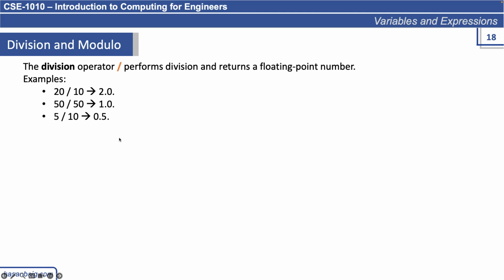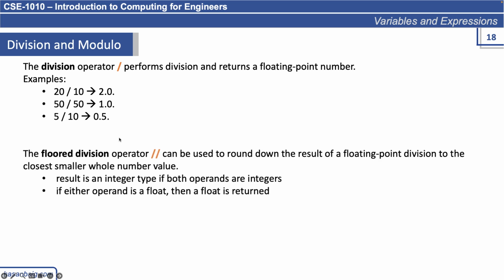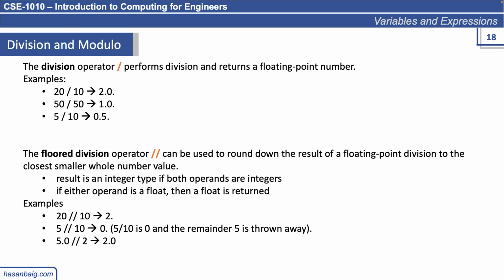Now here, another type of division operator that we have is called the floor division operator that has two forward slashes, and we can use it in order to round down the result of a floating point division. Okay, so the result is an integer type if both operands are integer, and if either operand is float, then the float is returned. Let's take an example here. So 20 floor divided by 10 would return 2 because both the operands are integer.